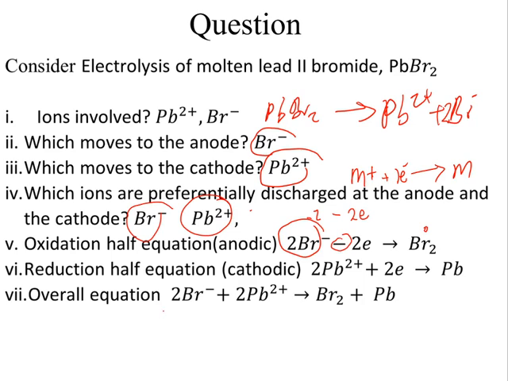Then this gives you the overall reaction, because what you get, you have bromide ion giving you bromine gas, then lead ion giving you lead metal.